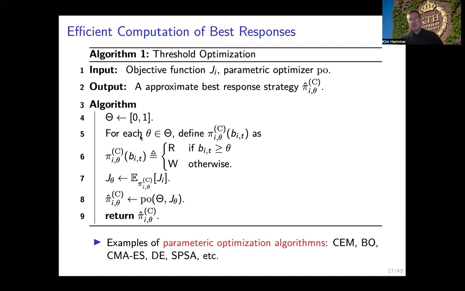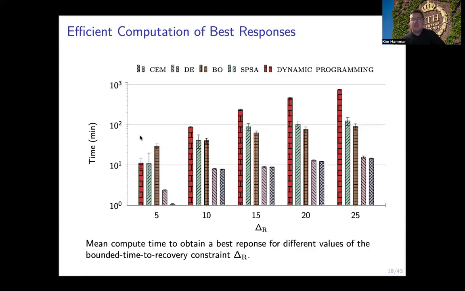And then we can simply learn the threshold using standard optimization techniques, for example, Bayesian optimization or stochastic approximation. And by doing that, we are able to reduce the time it takes to obtain a best response, compared to dynamic programming, by around 2 orders of magnitude, depending on which optimizer we use and also depending on the value of delta R.